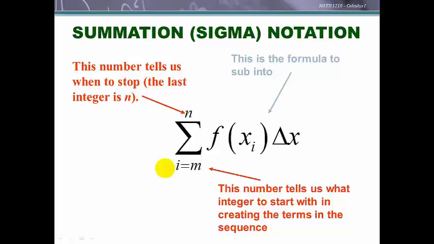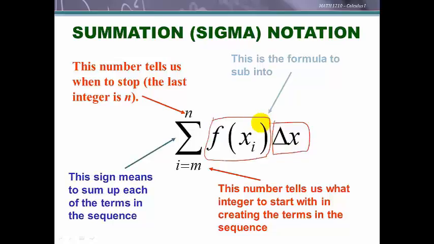And for adding up rectangles, that formula is going to be the height of the rectangle, which is going to be the function value at some x on the interval, multiplied by the width of the rectangle, which is going to be delta x. And remember, this is a capital sigma, and it means to sum up or add up each of the terms in the sequence.